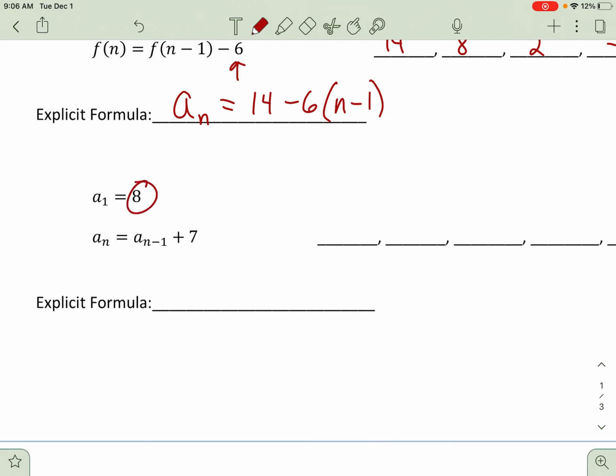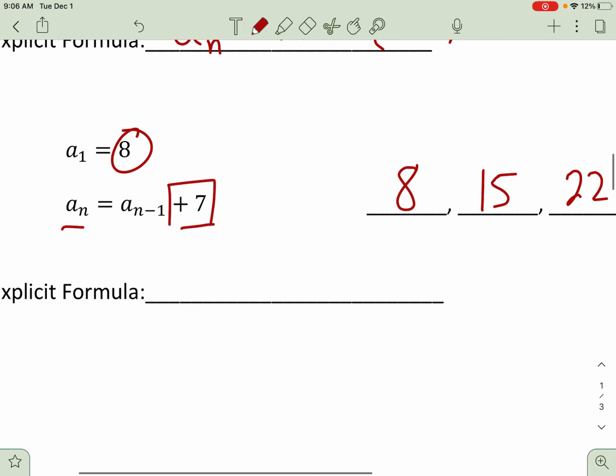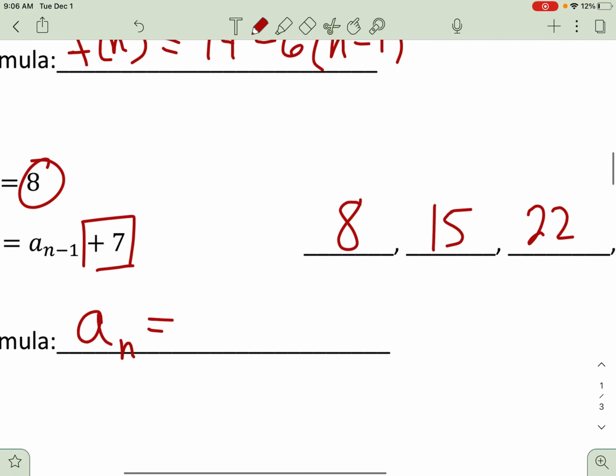This one gives you your first term is 8, okay, and the common difference is what's being added at the end, so it's plus 7, so this is 15, 22, 29, 36. All right, explicit formula, this one uses a sub n, whereas this one uses f of n, so I guess I could have changed this to be f of n. So a sub n equals first number, 8, plus the common difference times n minus 1.